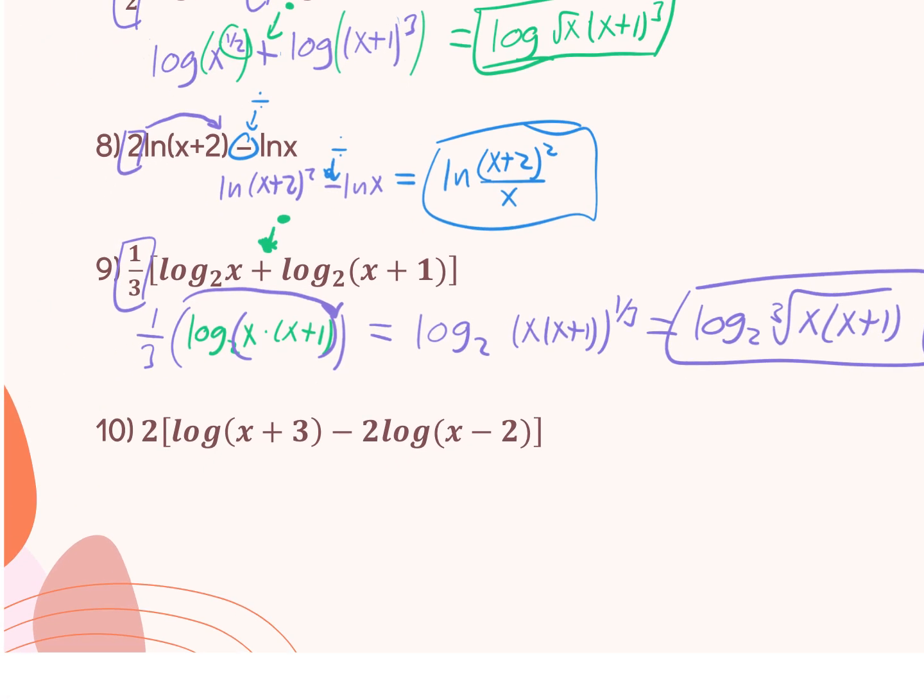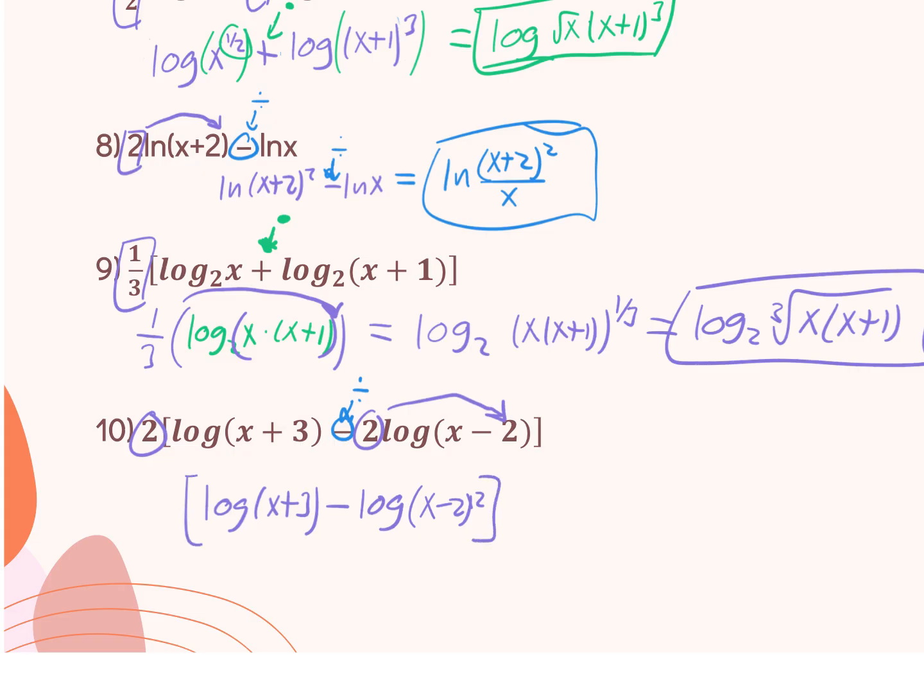Try the same thing with the last one, right? On the inside, we have a subtraction, that's going to be a division, and we also have a coefficient, right? And this coefficient of 2 is going to become the exponent of this expression right here. And then on the outside of the whole thing, I have a 2, which is going to become the exponent of the entire thing, right? So let's work on the inside first, right? On the inside, I would take care of that exponent first, of that coefficient of 2. So we're going to get a log of x plus 3 minus log of x minus 2 squared.